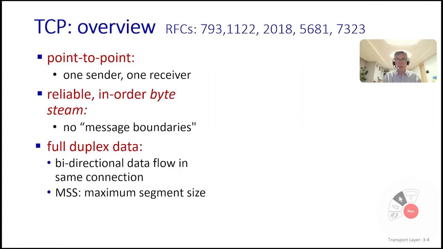TCP is specified in the internet specifications RFCs 793, 1122, 2018, 5681, 3323. This protocol is point-to-point, one sender and one receiver, and a reliable, in-order byte stream with no message boundaries, unlike UDP.